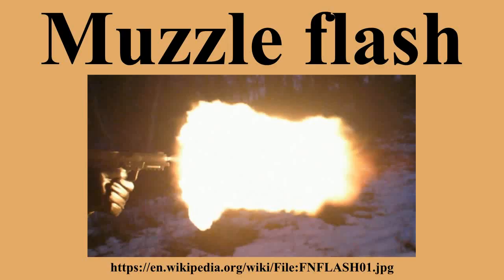Muzzle flash characteristics. Muzzle flash can be broken down into 5 distinct components. Muzzle glow is a reddish glow that is visible before the bullet leaves the barrel. Muzzle glow is created by superheated gases that have leaked past the projectile and have exited the barrel. The primary flash is caused by propellant gases exiting the firearm behind the bullet.